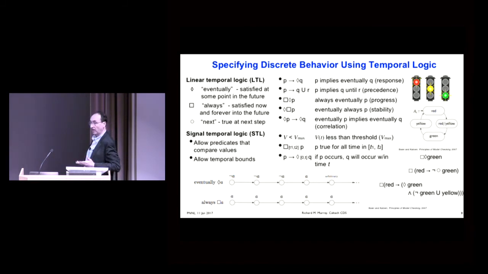Here's a little bit more complicated one. This one says it's always the case that if the light is red, it will eventually turn green, and it will not turn green until yellow, right? That's Europe. This is a spec for Europe, that says that if it's red, eventually it's got to go green, but it also has to be the case that it's not green until it's turned yellow first, right?